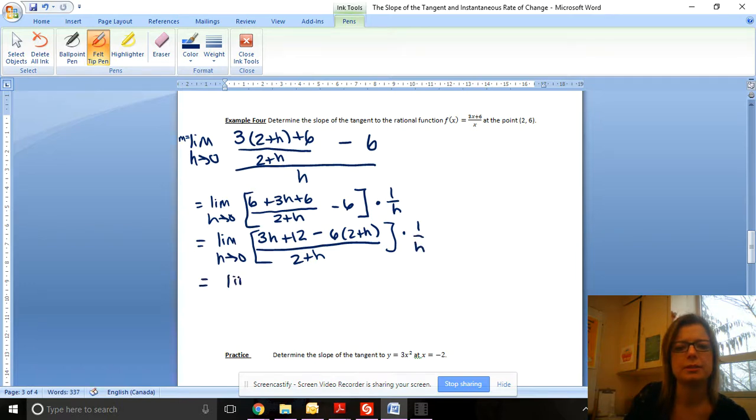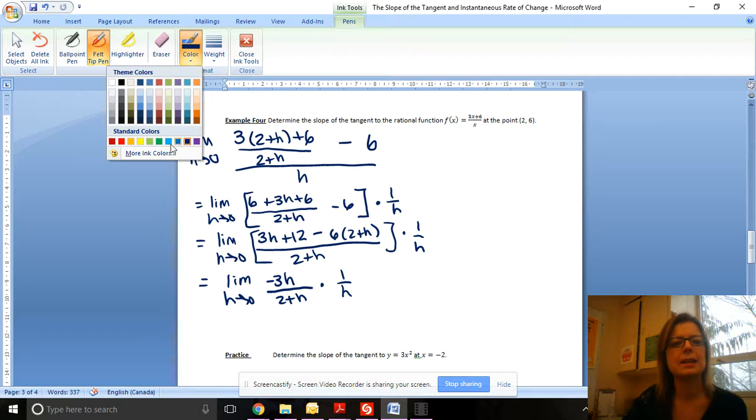Okay, so now we simplify. So 3h, notice we're going to be doing minus 6h, gives us a negative 3h. And then you're going to get a 12 minus 6 times 2, so 12 minus 12, so that goes away actually. So we get negative 3h over 2 plus h times 1 over h. So look what happens. Now we get a slice and dice.